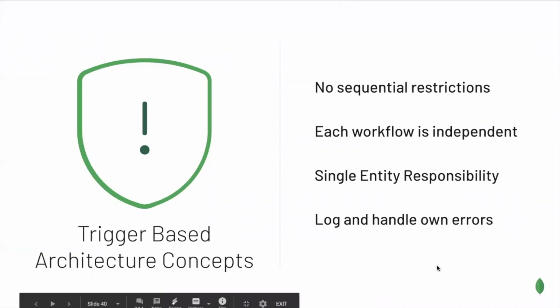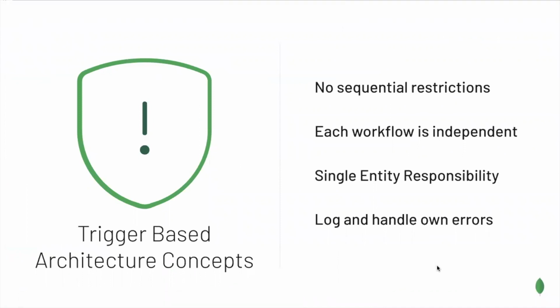So what are the trigger-based architecture concepts? There are no sequential restrictions. The entity A pipeline is independent and stateless with respect to the entity B pipeline. Each workflow is independent, with a single entity responsibility. That means that each trigger, or each pipeline consuming a trigger, is responsible for its own entity's data and each entity's state during that pipeline, and handles its own errors and exceptions. So if pipeline 2 fails, pipeline 1 has no role in handling the errors that pipeline 2 is triggering.